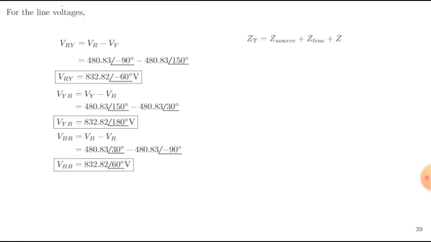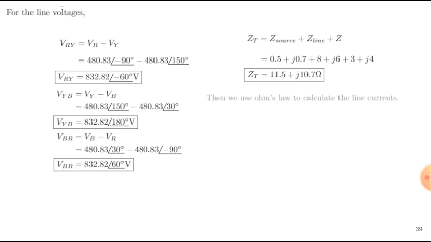So the total impedance in the circuit will be equal to the series combination of the impedance of the source plus the impedance of the line and the impedance of the load. And that will be equal to 11.5 plus j10.7. So this will be our Z total. If you now want to determine our line currents, we just use Ohm's law.